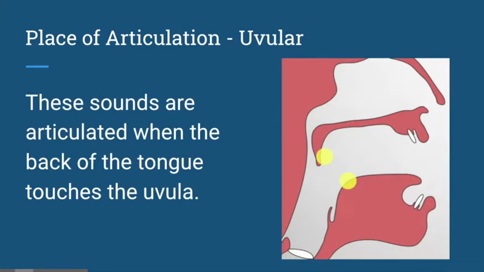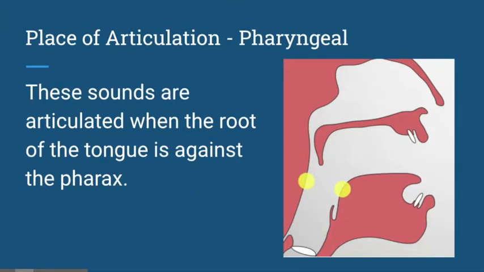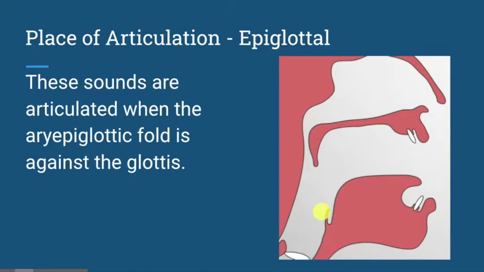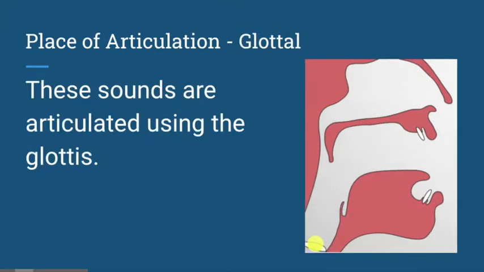Place of articulation, uvular. These sounds are articulated when the back of the tongue touches the uvula. And pharyngeal. These sounds are articulated when the root of the tongue is against the pharynx. Epiglottal. These sounds are articulated when the aryepiglottic fold is against the glottis. And glottal. These sounds are articulated using the glottis.